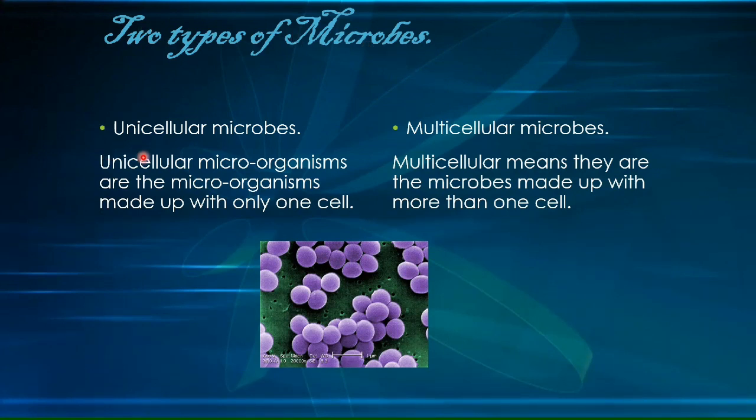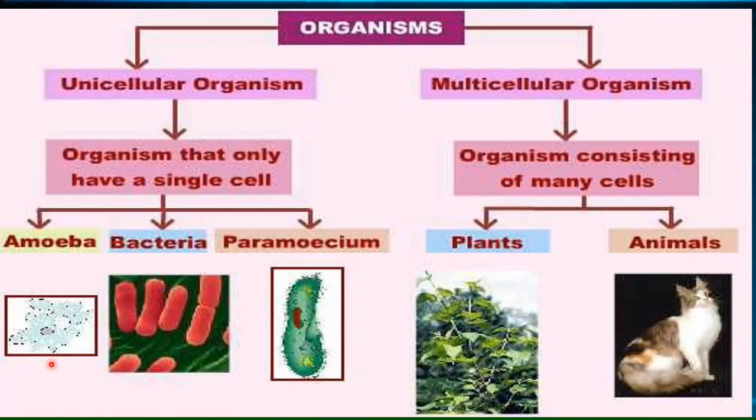So, two types of microorganisms: unicellular microbes and multicellular microbes. Unicellular microbes means single-celled microbes, and multicellular microbes are colony-cell microorganisms. Unicellular microorganisms are microorganisms made up of only one cell, and multicellular microorganisms are made up of more than one cell. Examples for unicellular microbes are protozoa and some of the bacteria, and some bacteria are multicellular microbes as well. Examples for multicellular microbes are protozoa, virus, and algae. You can see a picture of the organisms classified as unicellular organisms and multicellular organisms.